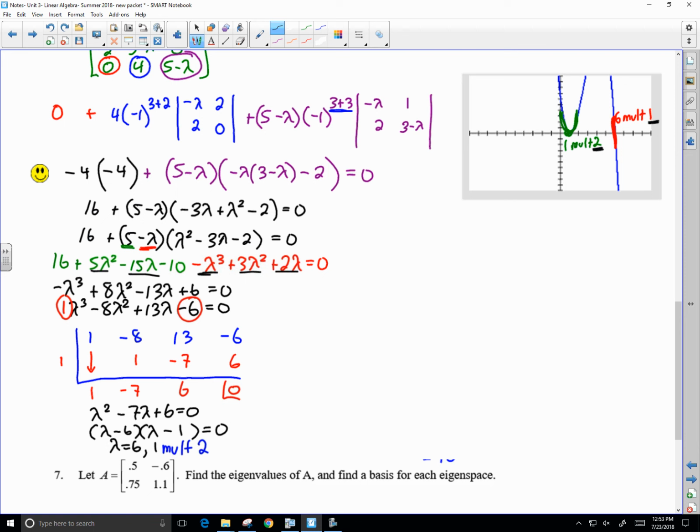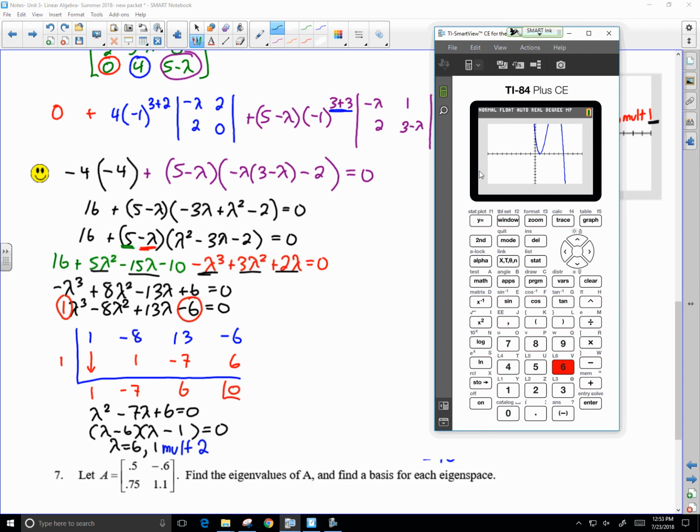The question that I always get is, well, what if it's not a clean number? You know, what if I just can't count tick marks? Put in a 0. There's other ways to do it. Put in a 0. I like the intersect function. 0 for y2. Second trace 5. Find that intersection. First curve, second curve, guess. It'll drag you to an intersection.